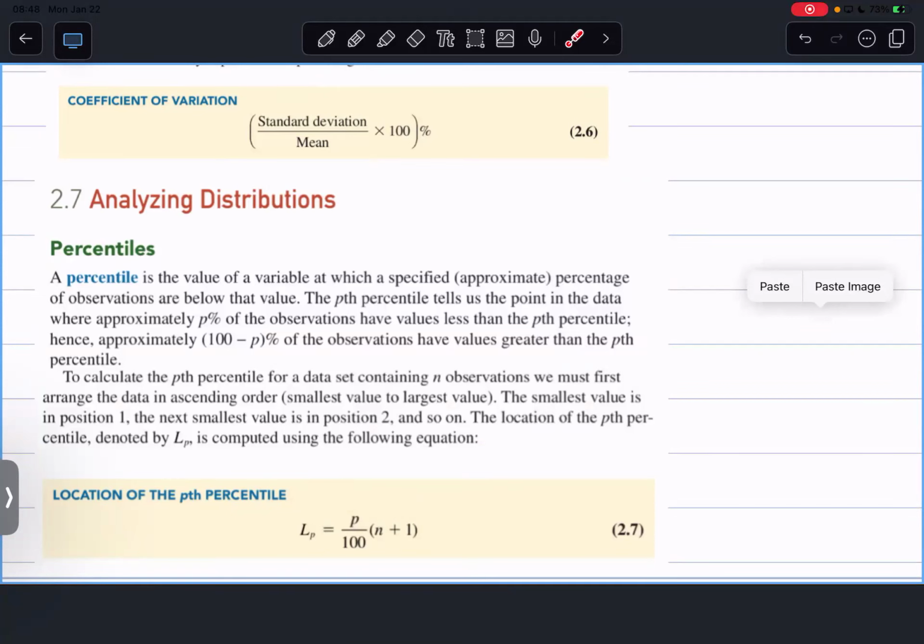Percentiles, you can use percentiles for any data, whether it's normal or non-normal, okay? It just says at this point, I've got P% below this point and 100 minus P% above this point, right? And so percentiles can be used for normal and non-normal data.